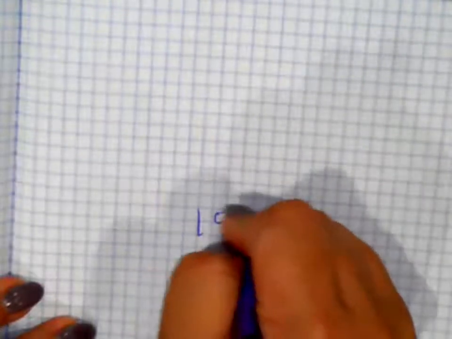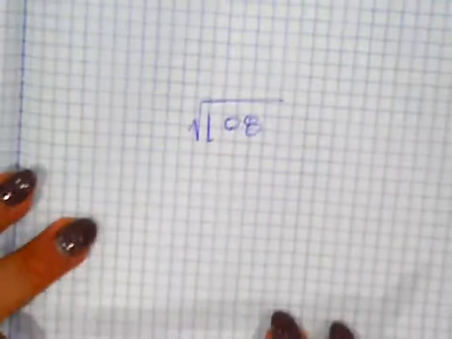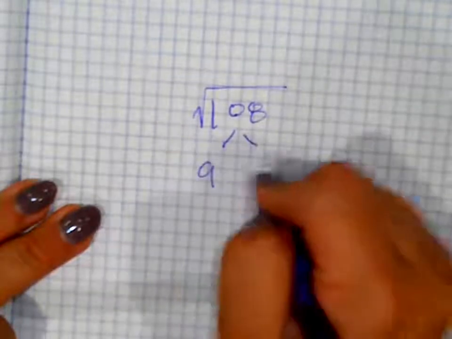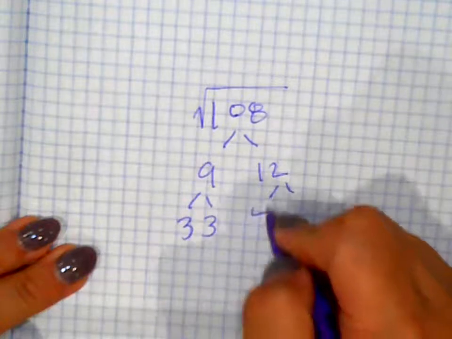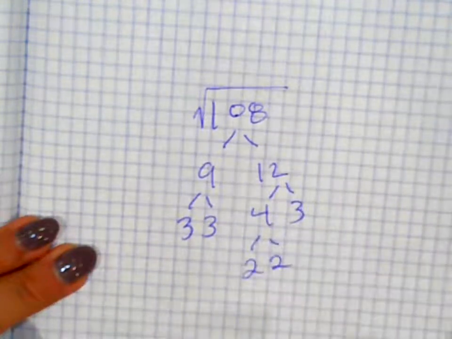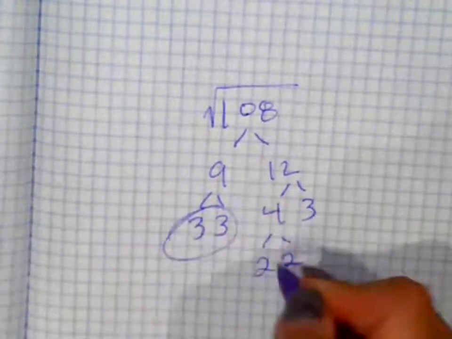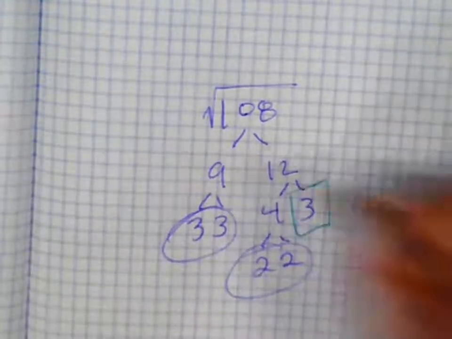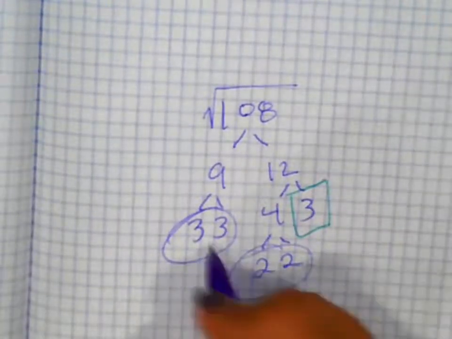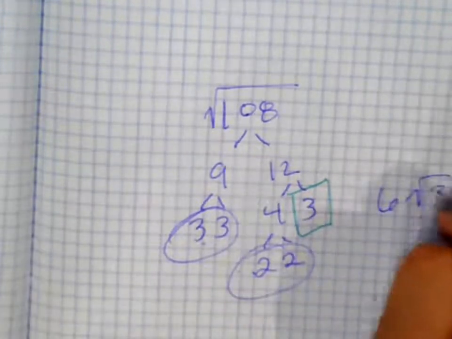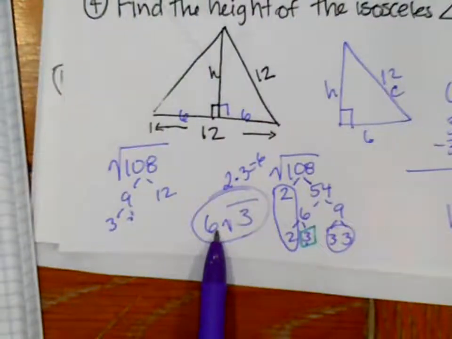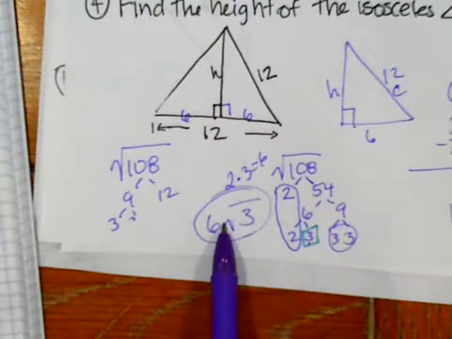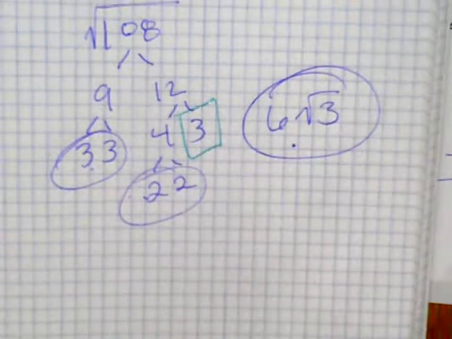So here's the square root of 108. All right, you wanted to do 9 and 12. Not a problem. 3 and 3, 4 and 3, 2 and 2. You have a pair of 3s, a pair of 2s. This guy's still stuck inside. Multiply that together, you got 6 rad 3. Either way, I got the same answer. I did 2 and 54, I got 6 rad 3. You did 12 and 9, you got 6 rad 3.